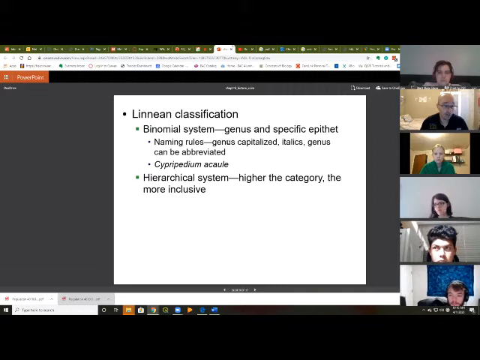The naming system uses the genus kind of as a family name, and then this thing called the specific epithet is the individual name. So for me personally, if I were to use my first and last name as a binomial system, my last name, my family name would be Klein. That would be the genus. And my specific epithet would be Nathan.